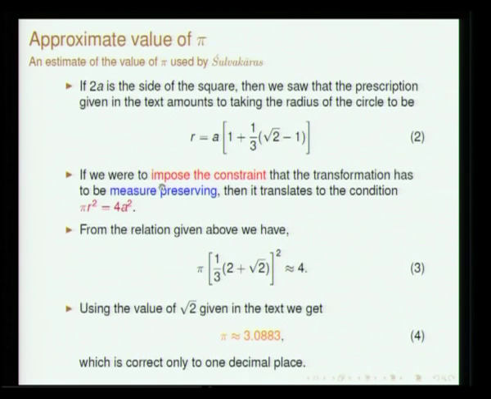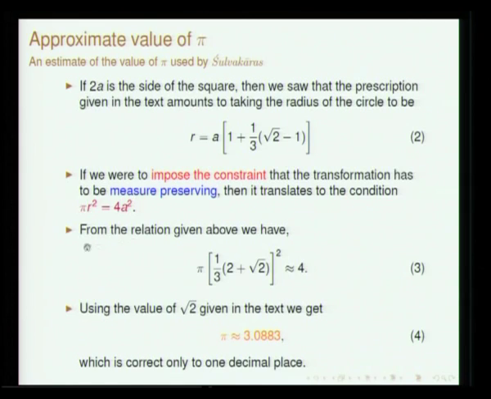So, if we impose the constraint, as I mentioned earlier, that this circle has to have the same area as the square which was transformed, then we have the equation pi r square should be equal to 4a square. We took the side to be 2a, and that should be pi r square as we understand today. So, what has been given as r is this expression. If we use the value of root 2 which has been shown by the Sulvakara himself, then the value of pi turns out to be approximately this, in this prescription which has been given.